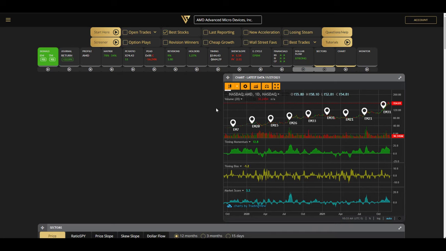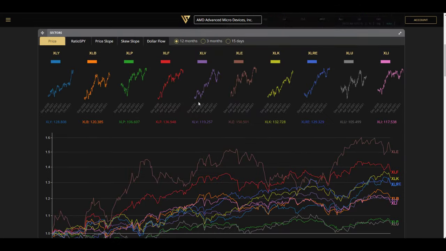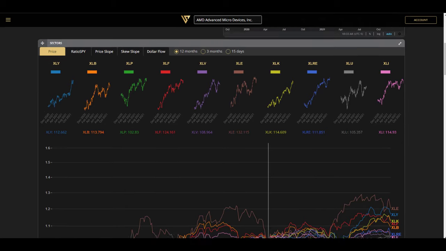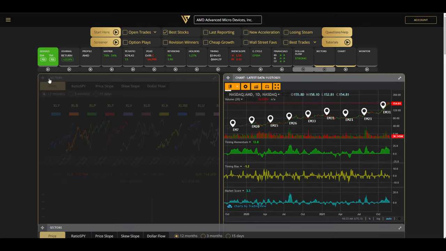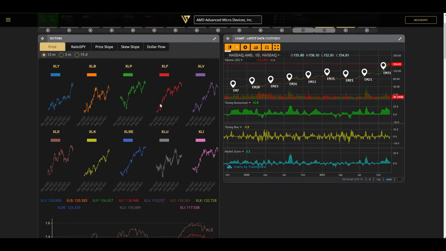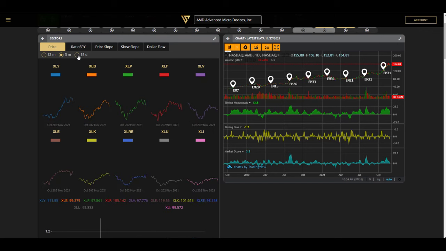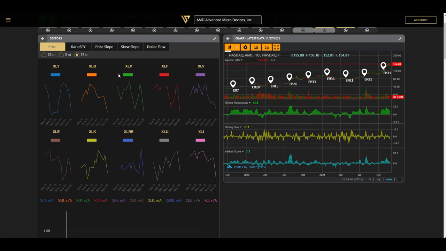At the same time, we look at sectors. So sectors is a full screen widget, but you can also put it half screen by just grabbing this and putting it on the side. So here I can monitor all 10 sectors, spider sectors. So XLY, XLB for material, XLP, XLF for financial, XLV, and so on. You can go 12 months, 3 months, 15 days, and you can see where the price action has been.